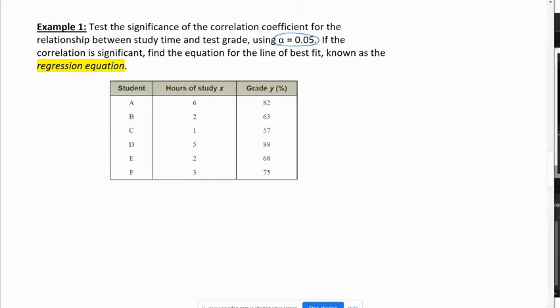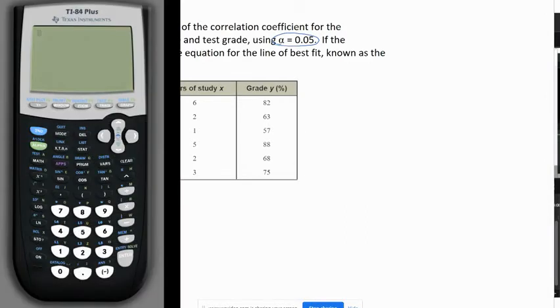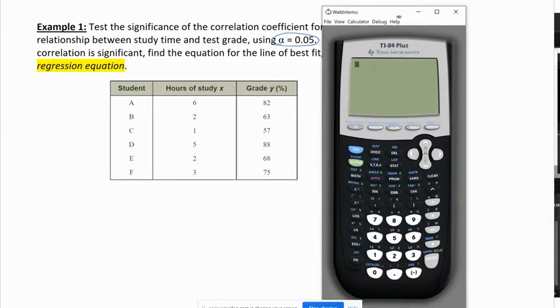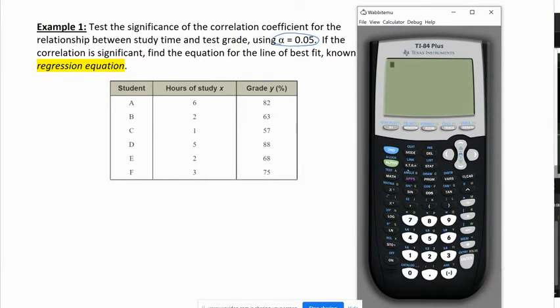Okay, so the first thing we want to do is calculate the correlation coefficient. We're going to do that by putting the data in the calculator into list 1 and list 2 like we've done before. So we'll go to Stat, Edit, and list 1 I'm going to clear by highlighting the title and pressing Enter. And list 2, I don't have anything in list 2. If you do have data in list 2, you need to clear that as well.